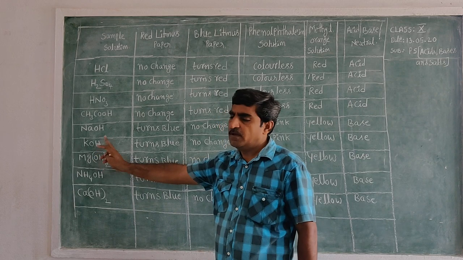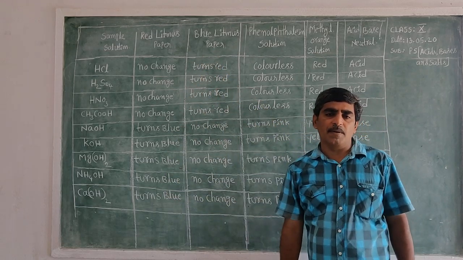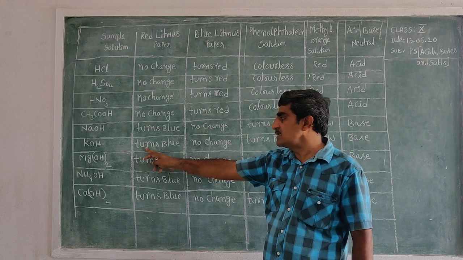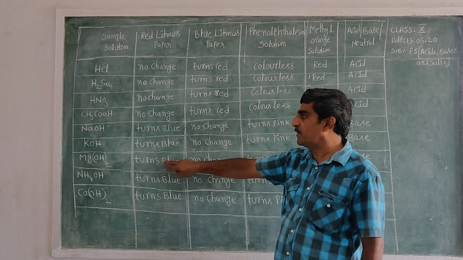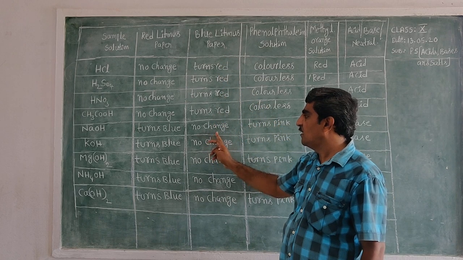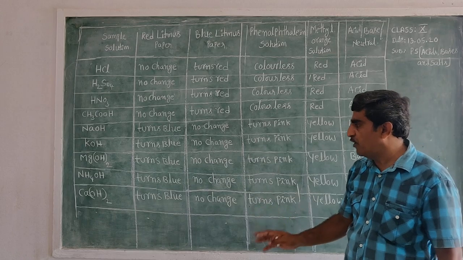The potassium hydroxide sample tested with red litmus paper turns blue. The given sample tested with blue litmus paper shows no change. The color does not change.